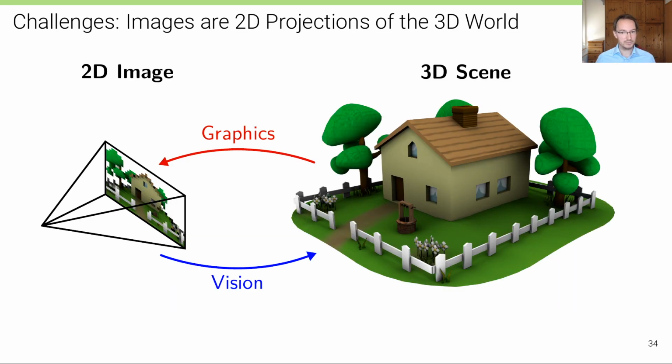So one challenge has already been mentioned. If we take a 3D scene and project it into an image, and then we want to reconstruct that 3D scene from that image, a lot of information has been lost through this projection process. So we are dealing with an ill-posed inverse process where many 3D solutions are possible for a single 2D image.